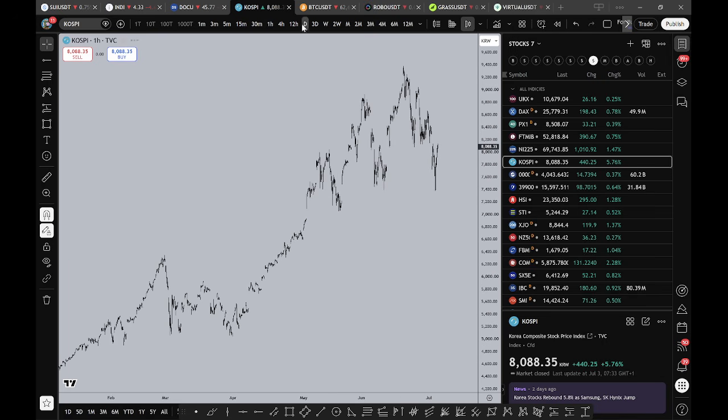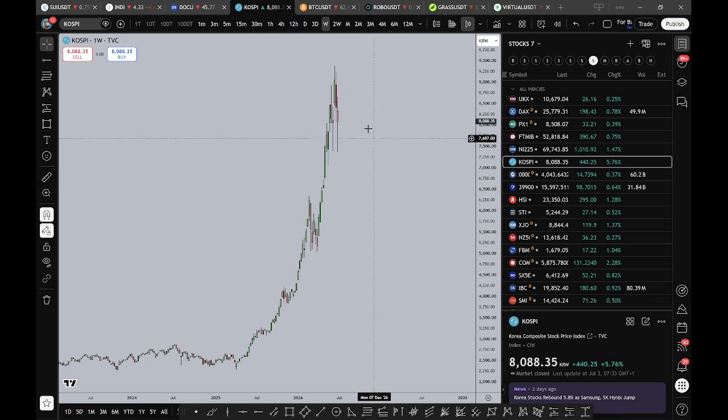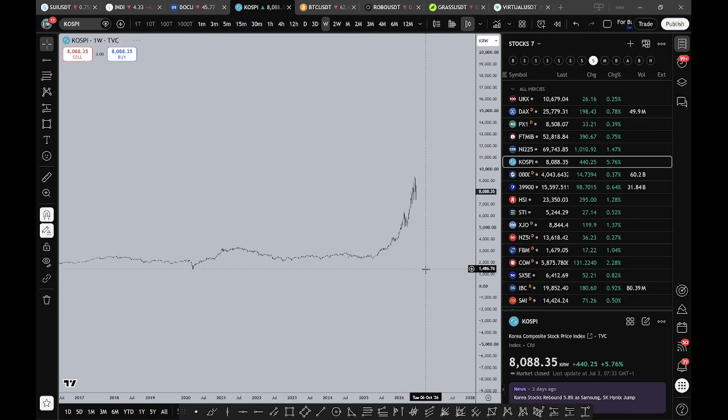I got a nice little rebound on like a 1 hour and stuff. But look at the daily, right? It's looking toppy. It's been selling off prevalently on the weekly, which is why, when this happens, the US market is going to react because they're looking at this. Do you know what I mean? So that's the reason.